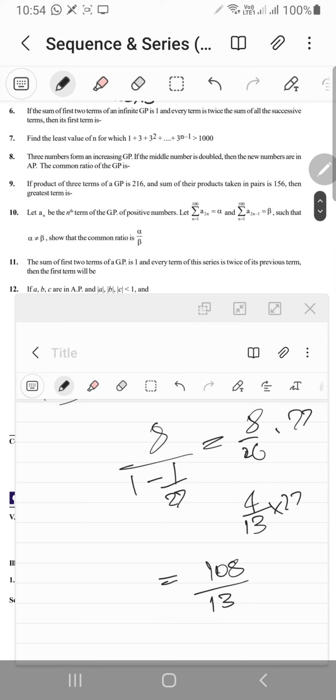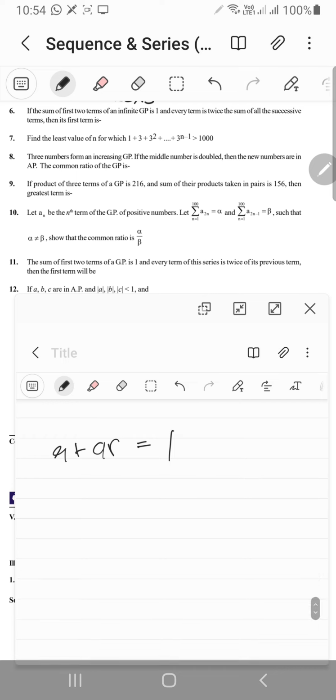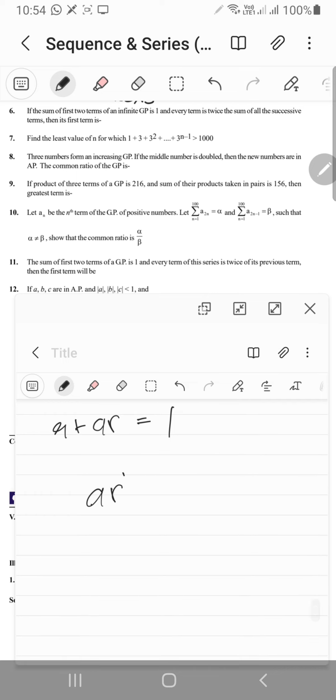Okay, next. Sum of the first two terms of an infinite GP is 1. So A plus AR is 1. And every term is twice the sum of all the successive terms. So just talk about AR power n. This would be the n plus 1th term. This is the sum of all the n terms that came before it, which would be A into 1 minus r power n upon 1 minus r. So these are the two equations that you have. This cancels, and this is for all values of n.